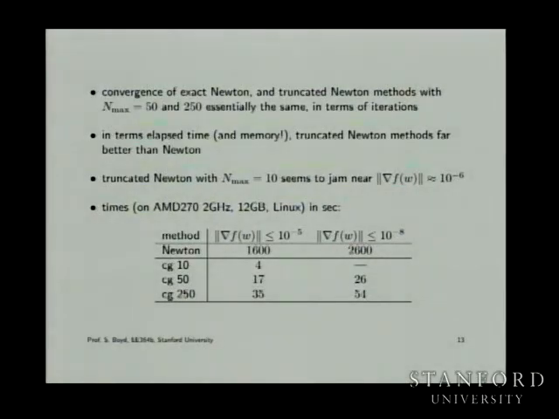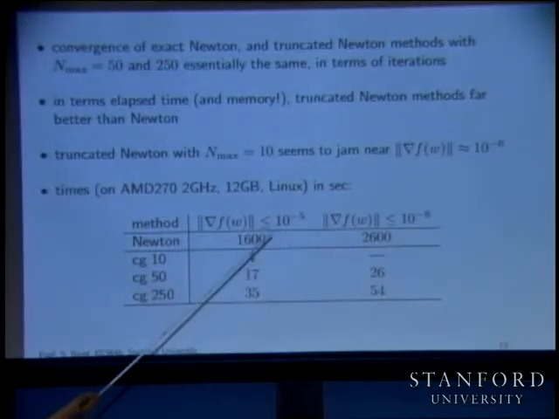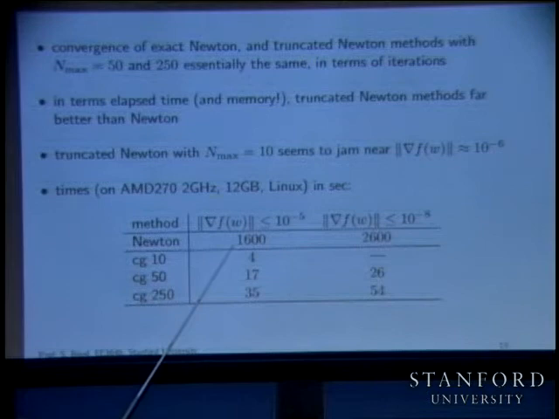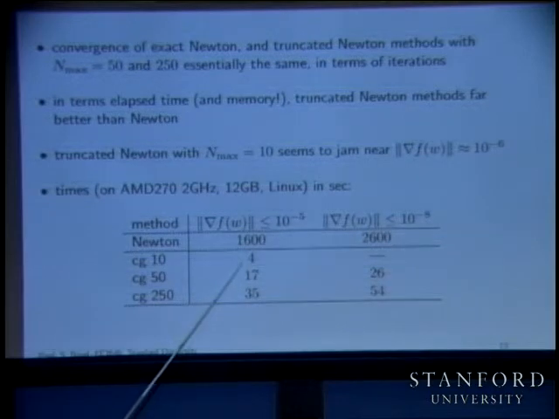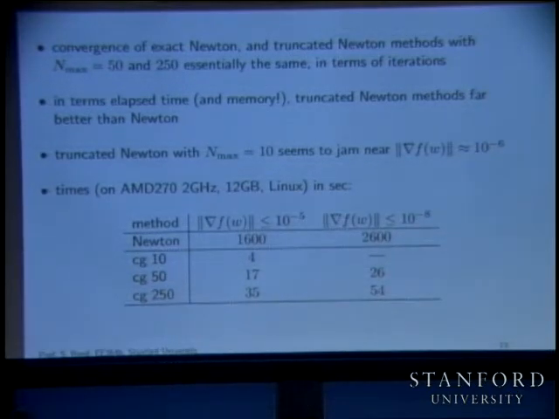So here are some times, so we can actually get the times. If you do 50 or 250, you're basically the same. So here's Newton's method with n max, and it jams near a gradient of 10 to the minus 6, but that often is just fine. So here the time is 1600 seconds, so it's not bad, it's half an hour or something like that, as opposed to 4 seconds. These numbers are pretty good factors. These are worth going after. These are just much faster methods. You have this one that jams.